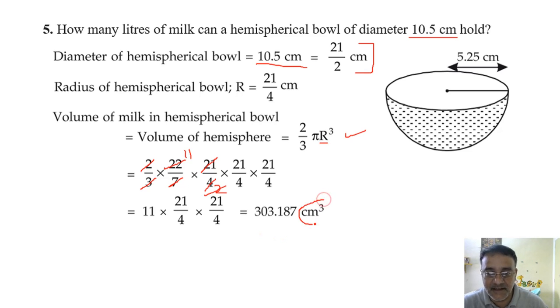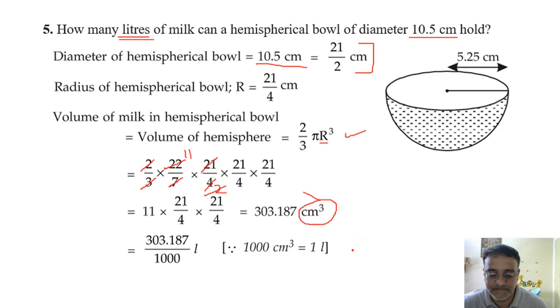Again, this is in centimeter cube, but we have to write the answer in liter. So how will you convert? By 1000. Very good. Why? Because 1 liter is equal to 1000 centimeter cube. Okay. So here the answer is coming 0.303187 liter. So approximately it is equal to 0.303 liter.